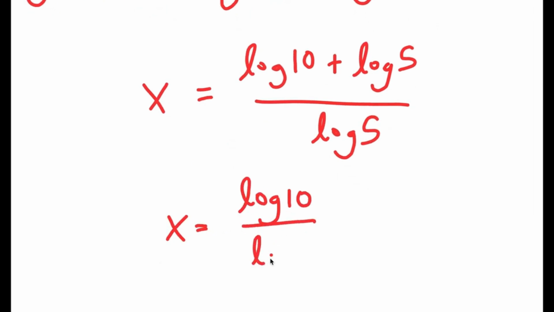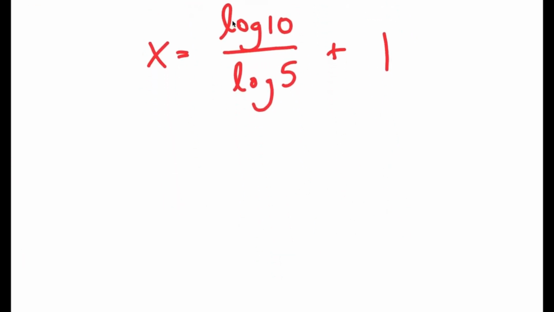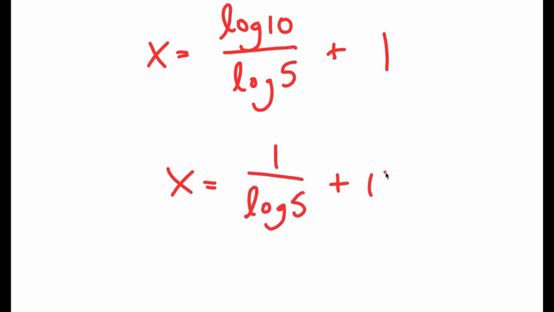which is the same thing as log 10 over log 5 plus log 5 over log 5, which is just 1. And log 10 is also equal to 1. So I get x equals 1 over log 5 plus 1. So now, all that's left to do is do 1 divided by log 5 in my calculator.